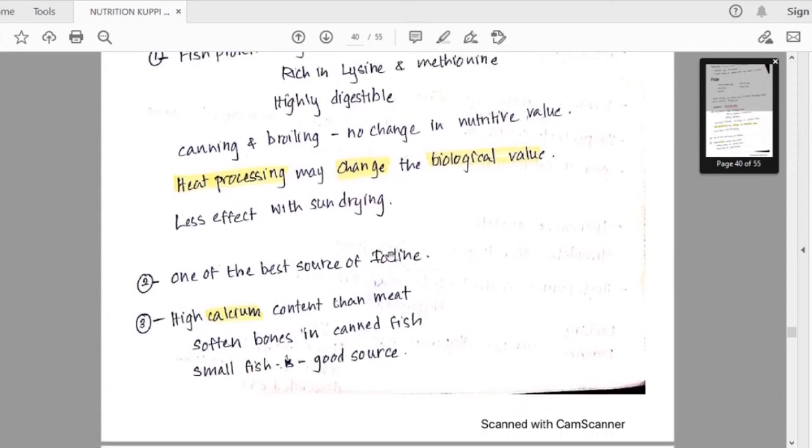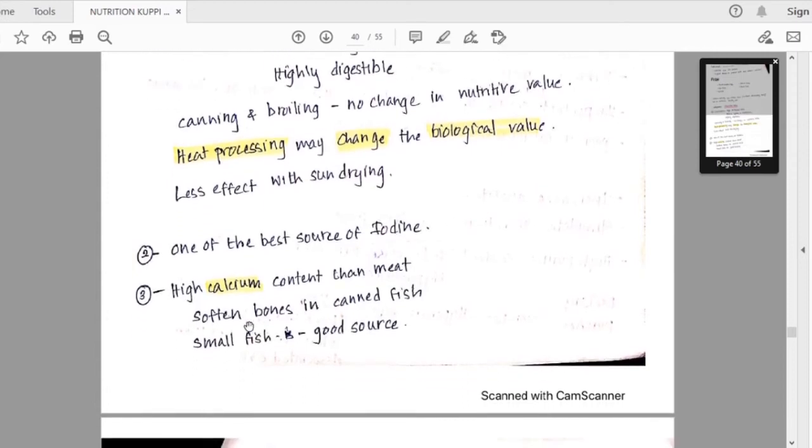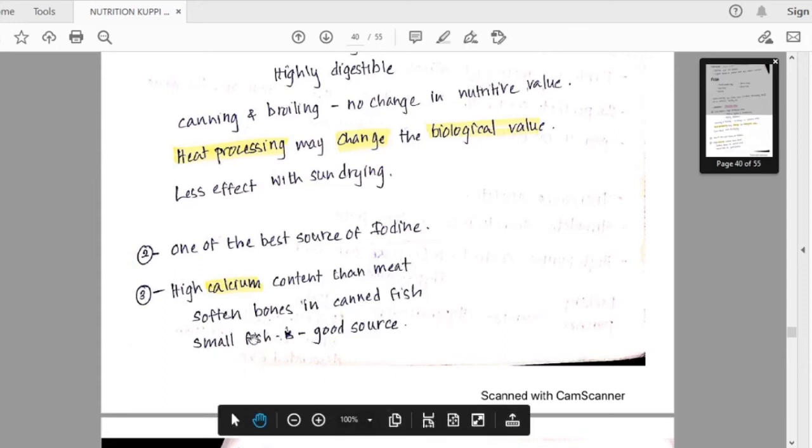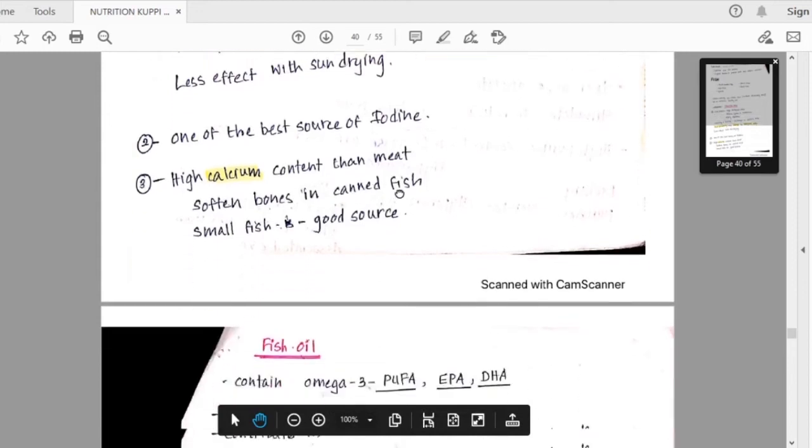Fish is one of the best sources of iodine. Tawada me calcium content eke me fish wala godak wedi. Small fish wala calcium eke godak high.